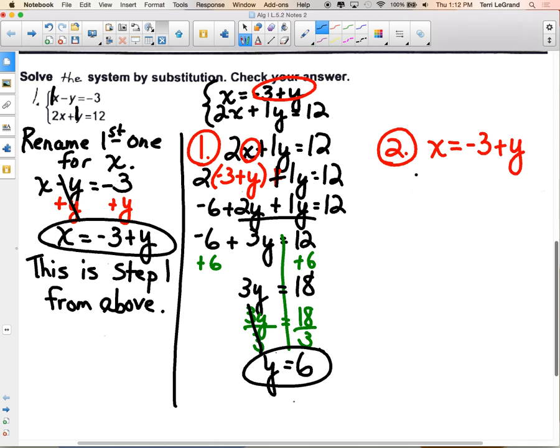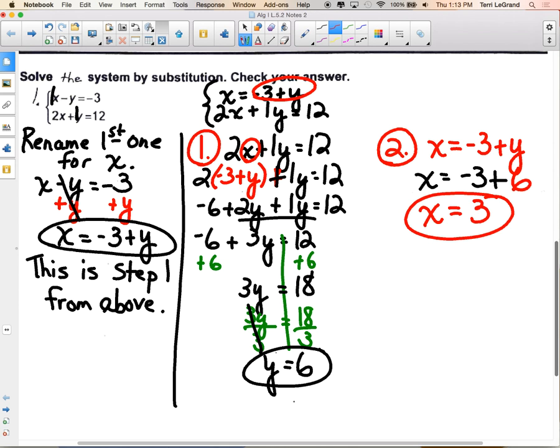And we're going to sub in 6 for y. Yes. And what do we get for x? What do we get? 3.